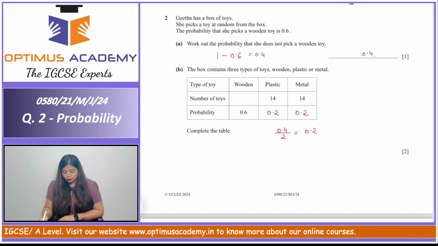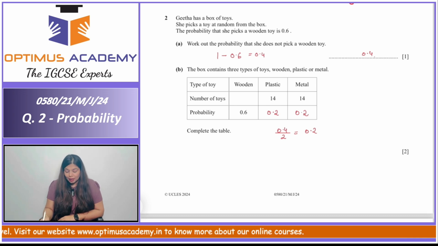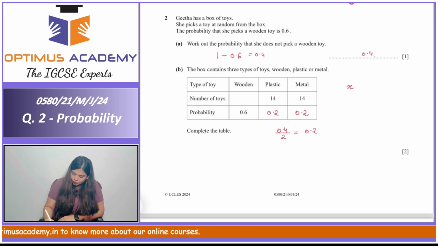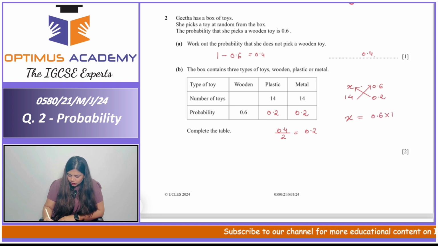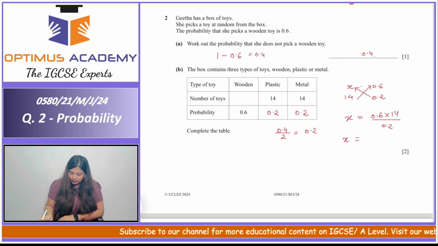Now to find the number of toys, we know that the probability is 0.6. So X is the number of toys, probability is 0.6, whereas for plastic the number of toys is 14 and probability is 0.2. Now we can cross multiply to get the value of X. So X is equal to 0.6 times 14 divided by 0.2. Hence, we get the value of X as 42.